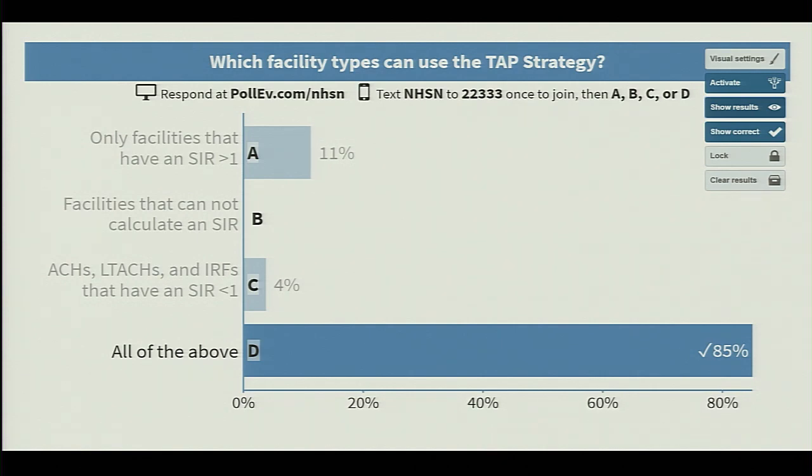So all of the above. Naturally, facilities that have a SIR greater than one, there is definitely an avenue for them to use the TAP strategy. But also the other examples here: if you have a SIR less than one, the TAP report, again being a very personal number, is something those facilities are going to be able to use as well. And for those facilities that cannot calculate a SIR, they can benefit from using the TAP reports as well.